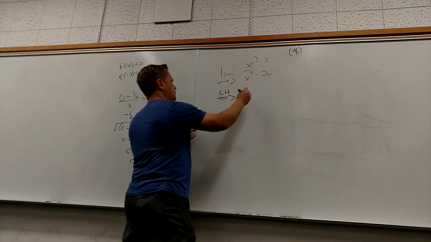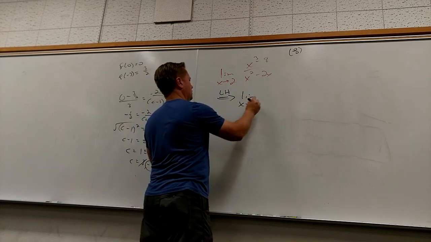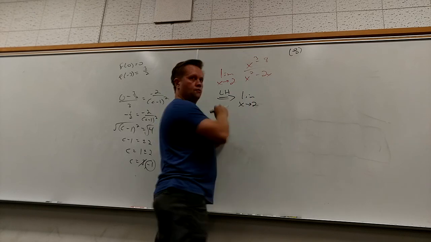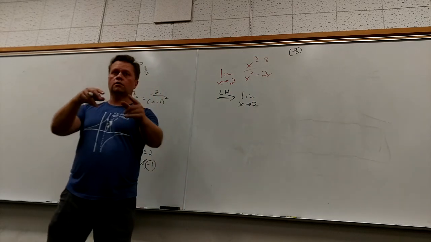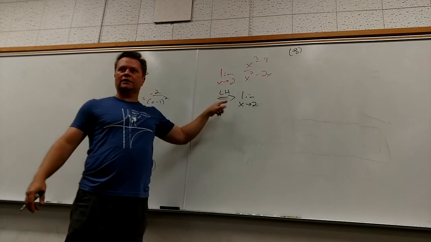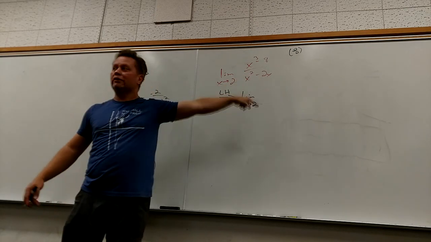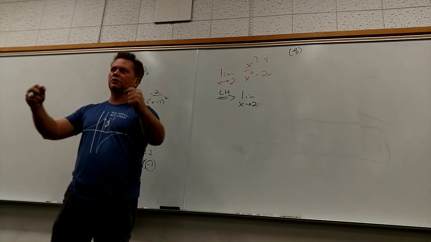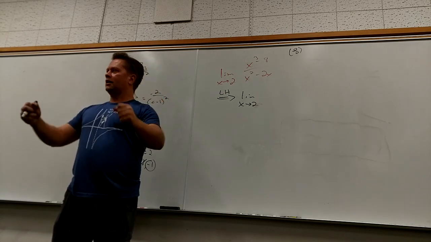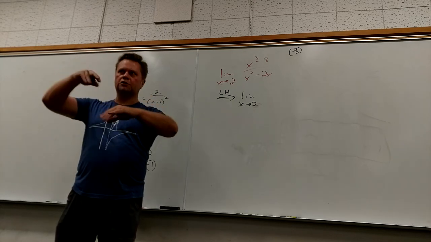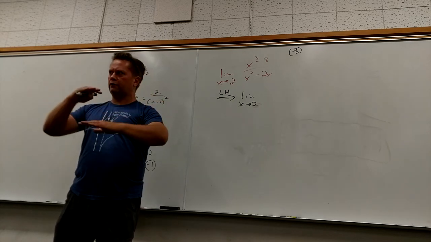Use L'Hopital's. And what does L'Hopital's say? The limit of the ratio of two functions equals the limit of the ratio of the derivatives of those functions. I'm not doing quotient rule. Good God. So L'Hopital's is all about the ratios of two functions and the ratios of their derivatives.